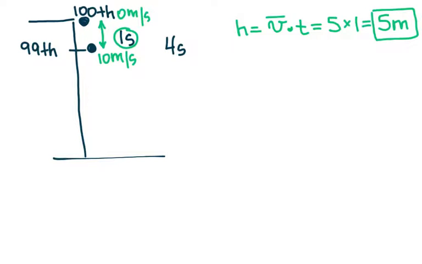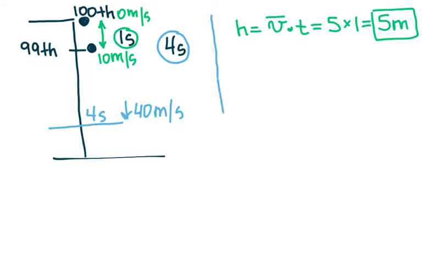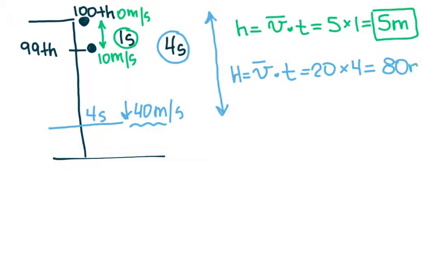Now I want to calculate how many meters it will fall in 4 seconds. So in 4 seconds, the velocity is going to be 40 meters per second. Then the height that it will travel in 4 seconds is equal to the average velocity times the time. So you start with 0 and then you have 40, average is 20, times the time, 4 seconds, that is 80 meters.